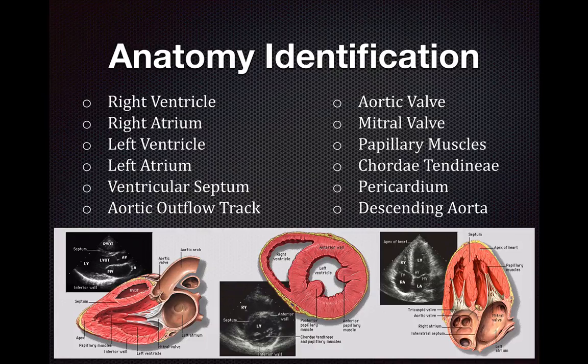Okay, so finally, we're just going to go over some of the anatomy that we'd like you to be able to identify. We've talked about most of these: the right ventricle, right atrium, left ventricle and left atrium, the ventricular septum, the aortic outflow tract, as well as the aortic valve and mitral valve. The papillary muscles, best seen in the short axis view, and the chordae tendineae. Also the pericardium, pericardial space, and the descending aorta, which we didn't mention here, but we'll talk about in our session.